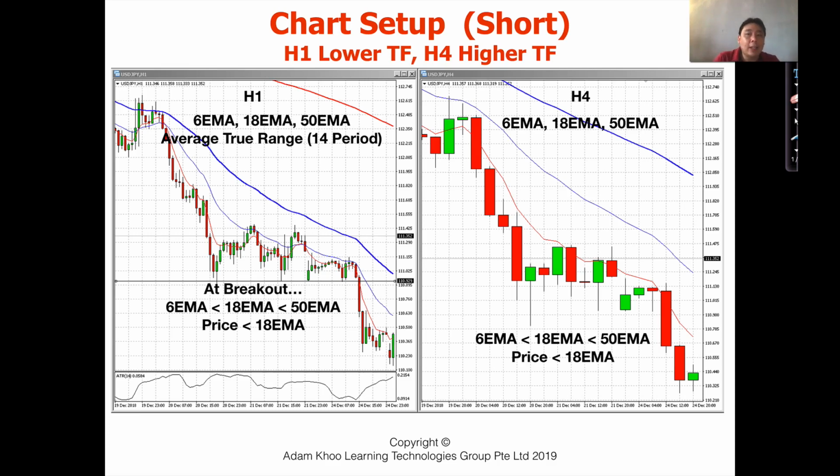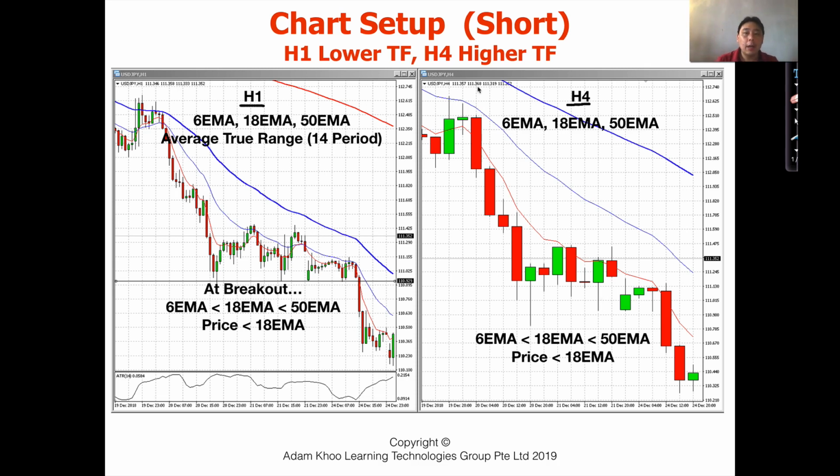All right, so now let's take a look at the FX momentum breakout strategy and how we apply it to the short side. So once again, for the short side, we look at two time frames, the higher time frame, for example, H4, and the lower time frame, in this case, H1. So again, how do we identify the pair in the first place? By looking at the currency strength meter.